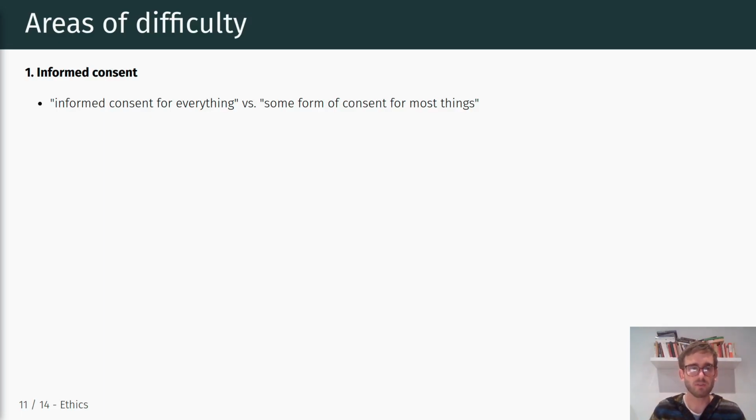A really important area of difficulty is the question of informed consent. Especially from the perspective of more traditional lab-based or social science research, where it was relatively easy to collect informed consent from participants, the extreme perspective would be that informed consent for everything is the crucial aspect that is ultimately necessary for research to be truly ethical or to fulfill ethical standards. But the problem is realistically that that doesn't work for a lot of research projects in today's age. And there are potential downsides with this perspective of informed consent for everything.